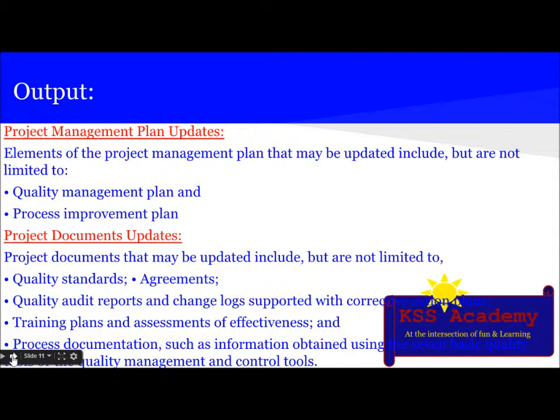Element to the project management plan that may be included are quality management plan and process improvement plan. Next is project document updates, and the documents which are updated are quality standards, agreements, quality audits, reports, and change logs, which are supported with corrective action plans, training plans, and assessment of effectiveness. Process documentation such as information obtained using 7 basic quality tools or quality management and control tools.